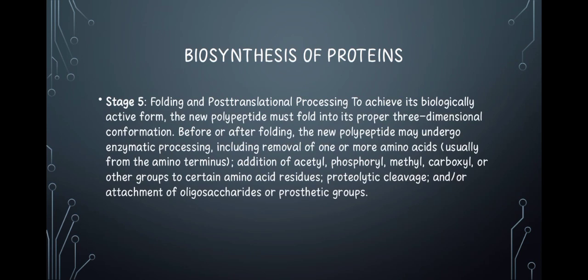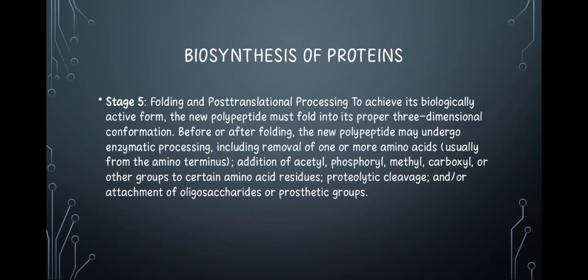Now, the fifth stage is the folding and the post-translational processing, or post-translational modification. So now the protein, or the polypeptide chain that was just formed, is folded in 3 dimensions to achieve its tertiary structure. It also undergoes modifications before or after the folding.